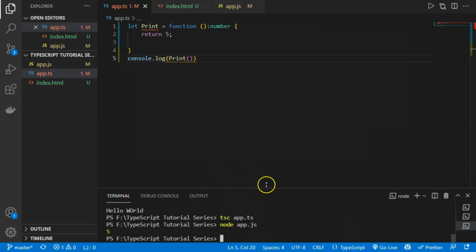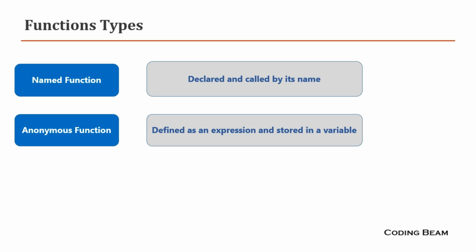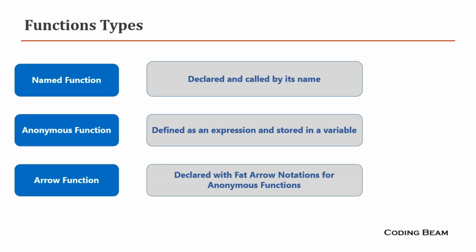So these are the anonymous functions that we have in TypeScript. Now the next thing is the arrow functions in TypeScript. So what are arrow functions? Arrow functions are declared with the fat arrow notation for anonymous functions, like function expressions, and they are also called lambda functions in other programming languages.